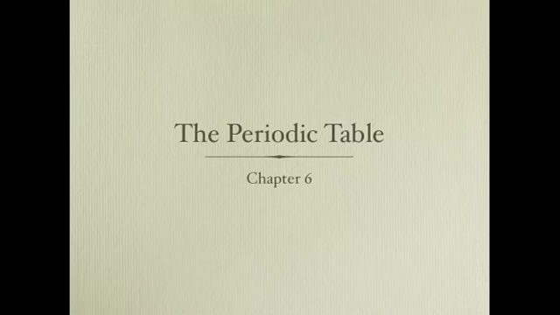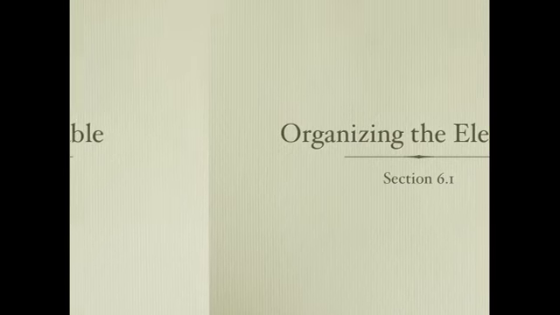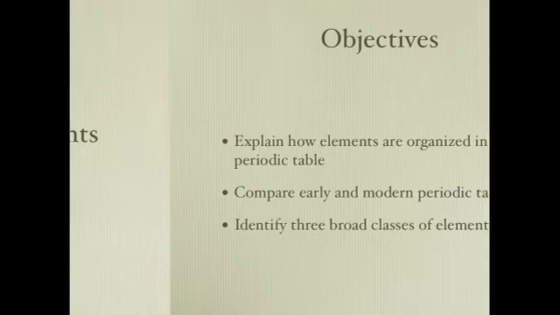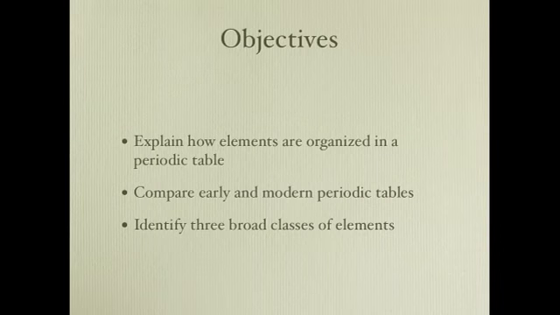Chapter 6, the Periodic Table. Section 6.1, Organizing the Elements. Here are our key objectives, so write these down. Explain how elements are organized on the periodic table. Compare the early and the modern tables, and identify three broad classes.